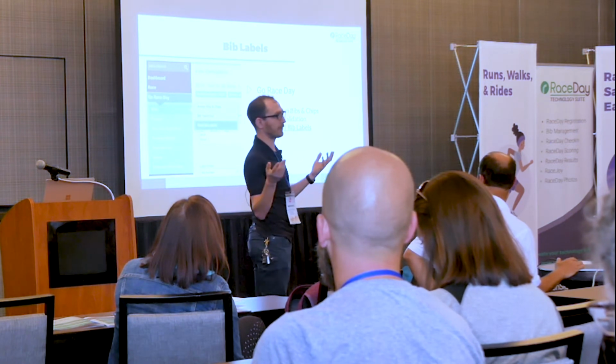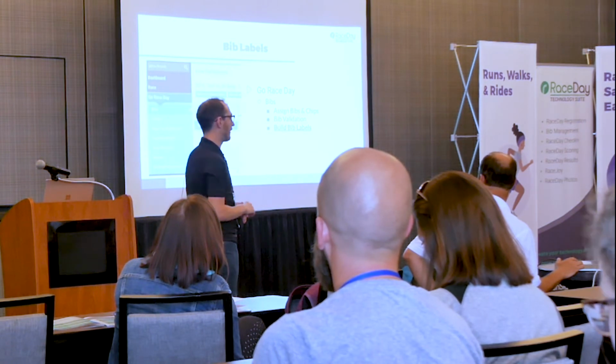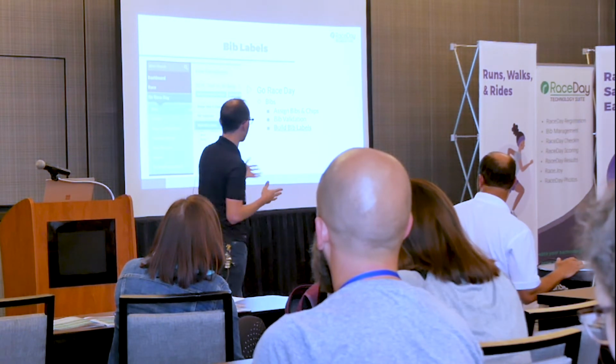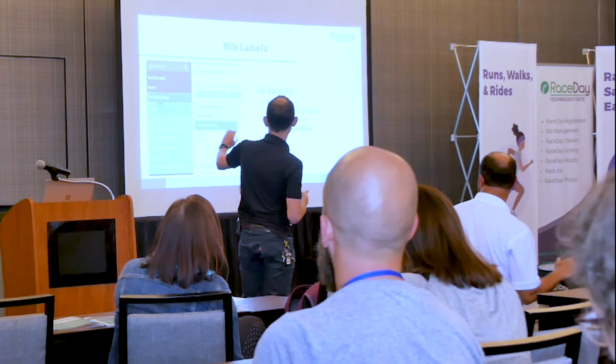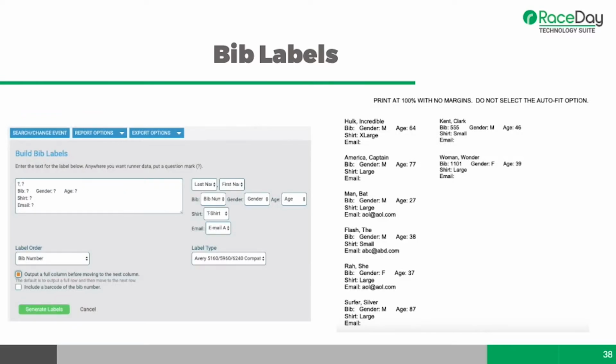So I remember, and I'm sure you guys remember, doing mail merges. It sucks. I hate it, and it never turns out the way you want it to look. So I highly recommend checking these out. Go to Race Day, Bibs, Build Bib Labels, the next one. And what you get is this weird kind of screen. It doesn't really make sense when you first look at it. I'll explain it to you.